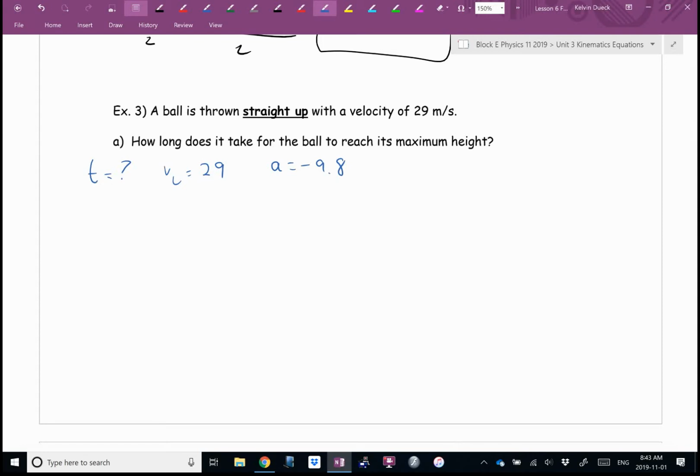Well, that's two things. I need three things. So this question is asking us, how long does it take for the ball to reach its what? Maximum height. The top. Do I know anything at the top? I do. How fast is an object traveling at the very, very top for a split second? 0. I can say at the top, v final equals 0.